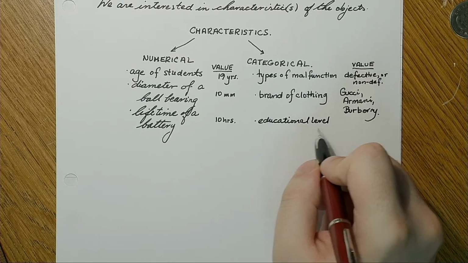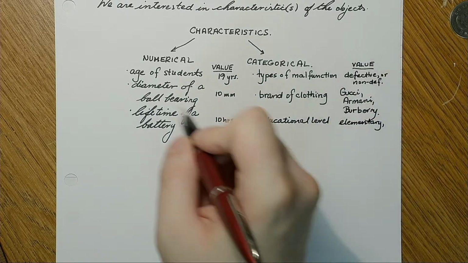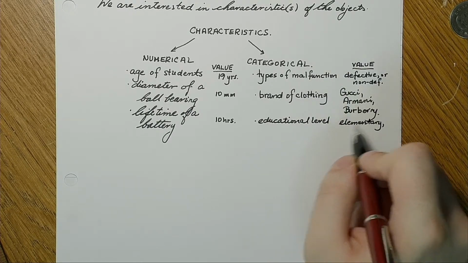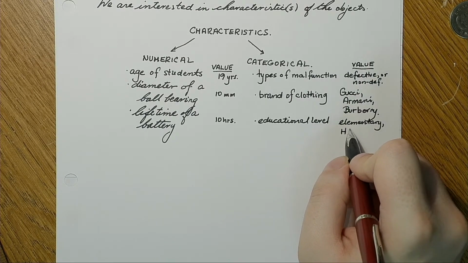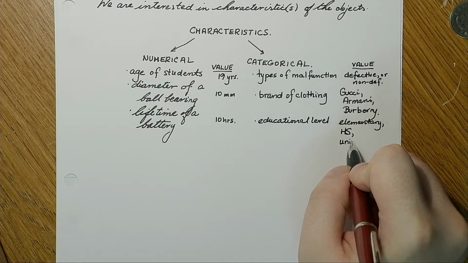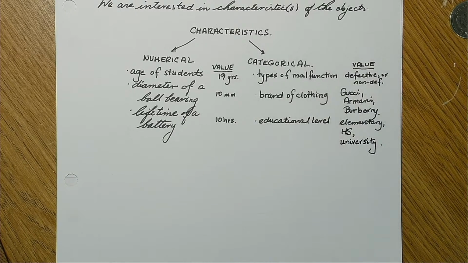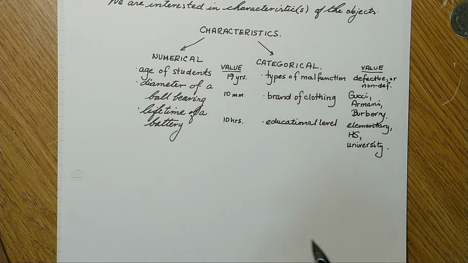We could be saying that it could be elementary. So say when we're surveying people, when we're talking about the census, they could be asking the educational level, the highest that they've attained. Elementary, high school, university. So we're always usually interested in some sort of characteristic of the things that we're investigating.